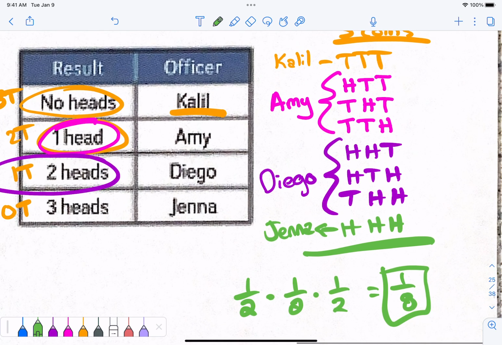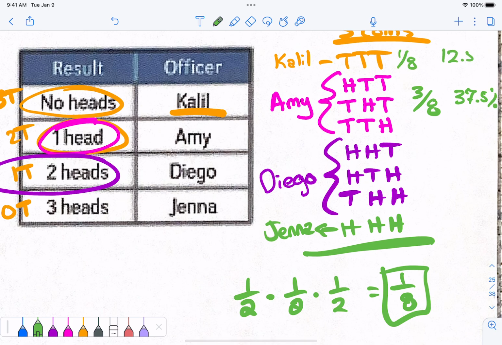But the deal here is that Amy is just 2 heads and 2 tails and 1 head, which happens 3 out of the 8 times. Does that make sense? So Amy has a 3/8 chance, which is a 37.5% chance of winning, versus Khalil only has a 1 in 8, or a 12.5% chance. Does that make sense? Yeah.